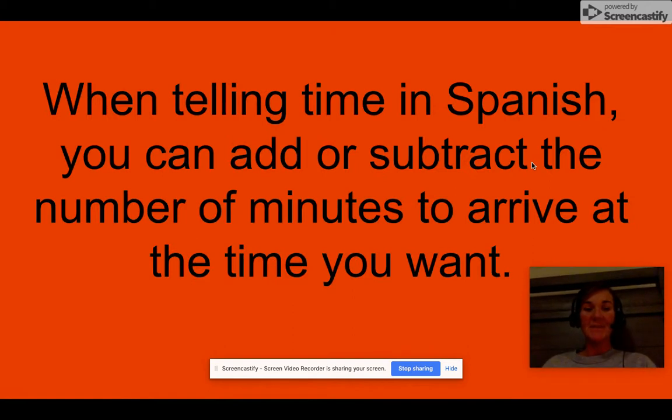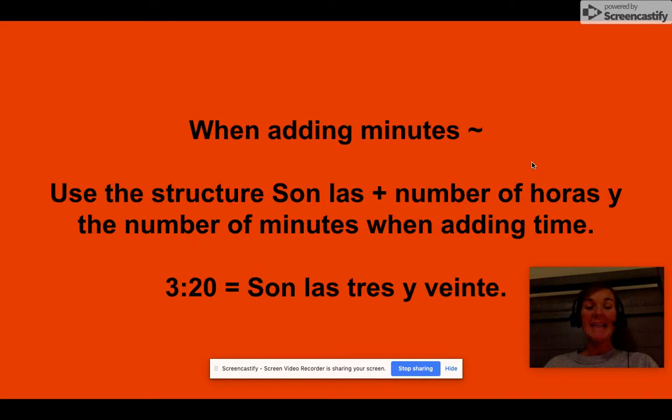When telling time in Spanish, you can add or subtract the number of minutes to arrive at the time that you want. So when adding minutes, use the structure son las plus the number of hours, the word y, and then the number of minutes when adding time. So to say 3:20 in Spanish, I would say son las 3 y 20.